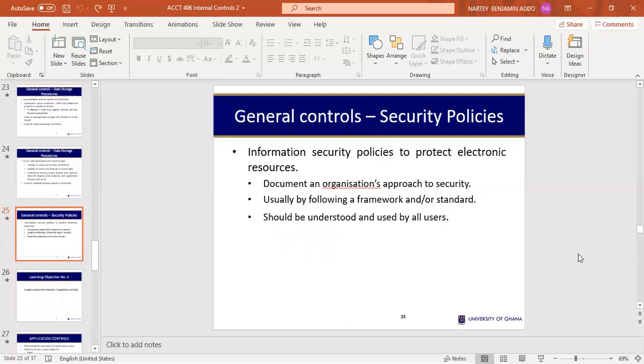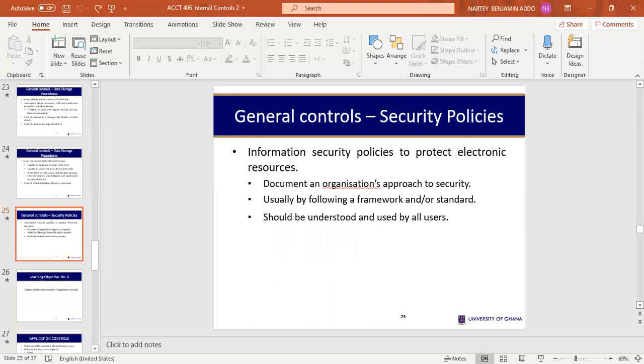It should be understood and used by all users. Yes. So everybody in the organization must understand. If the organization is adopting, let's say, the COBIT framework, then everybody must understand the COBIT framework. And everybody must use that framework in terms of security policies. Okay. So we can see the controls that normally characterize the entire organization as well, general controls.